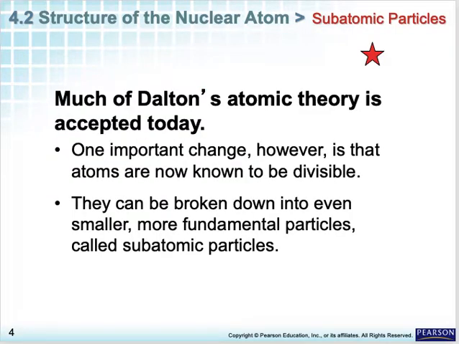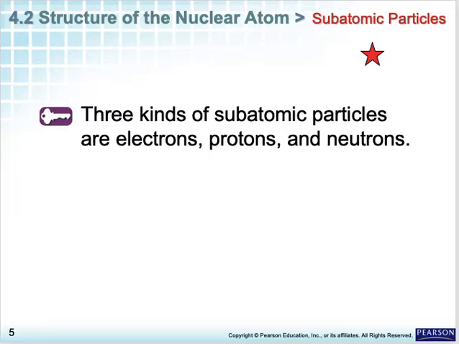Much of Dalton's theory is accepted today. One important change, however, is that atoms are known to be divisible. They can be broken down into even smaller parts. We call these parts subatomic particles. And you already know the three particles. Those are electrons, protons, and neutrons.